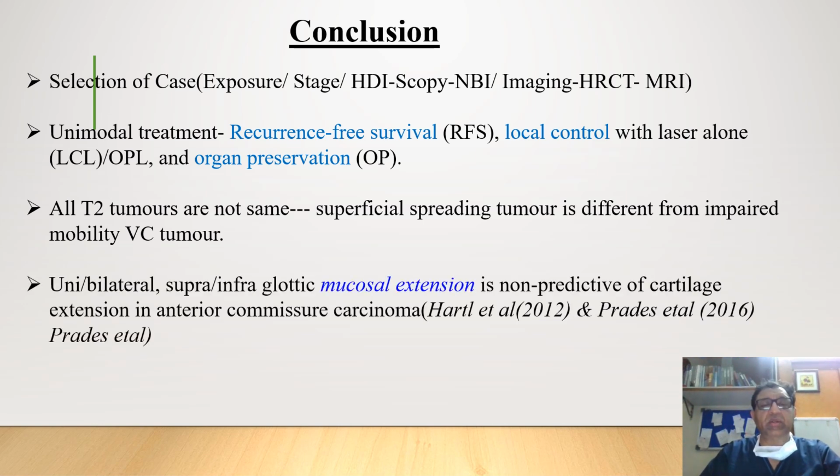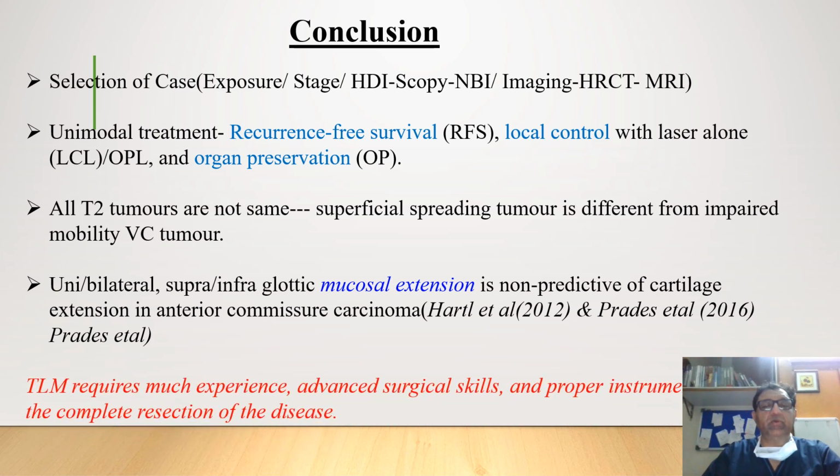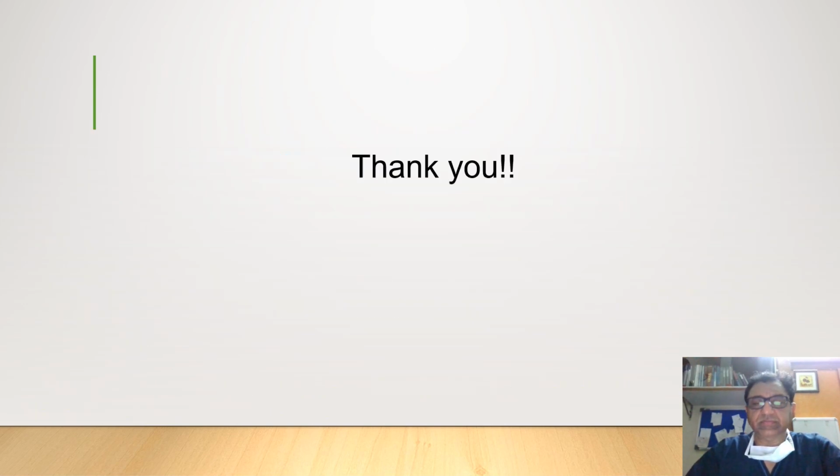Unilateral or bilateral supraglottic or infraglottic mucosal extension is non-predictive of cartilage extension in anterior commissure carcinoma, as already discussed. TLM requires much experience, advanced surgical skill and proper instrumentation for complete resection of the disease. One should have good optics, one should have all types of laryngoscopes for visualizing the anterior commissure, and one should be well versed with the anatomy of the larynx.